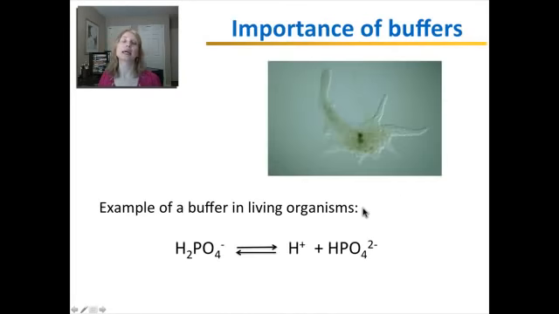And why are buffers important to living organisms? Well, in living cells, all of the biochemical reactions need to happen at a certain pH. So it is very important that living cells are able to maintain a fairly stable pH. So we have a variety of buffers. And here's just an example of one where if it needs to donate H+ ions, the reaction can go in this direction. If there's too many H+ ions, it will accept them and the reaction will go to the left.